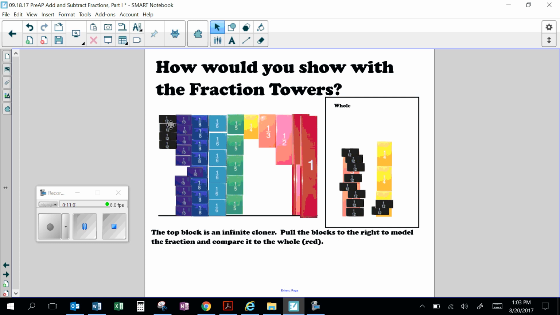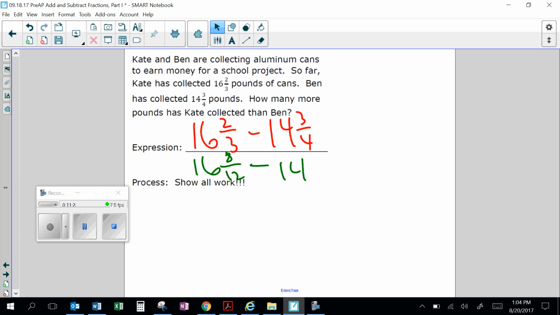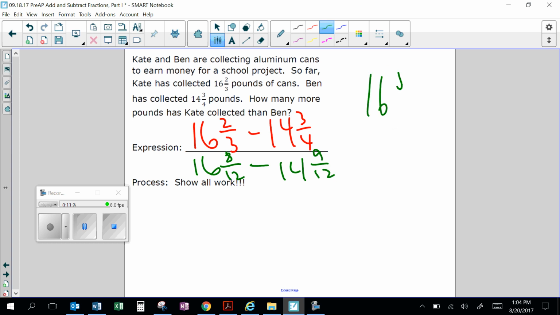1/12, 2/12, 3/12, 4/12, 5/12, 6/12, 7/12, 8/12, and 9/12. Now let's subtract. 16 and 8/12 minus 14 and 9/12. I can do 16 minus 14, which is 2. But can I take away 9 from the 8? I cannot. I'm going to have to regroup.